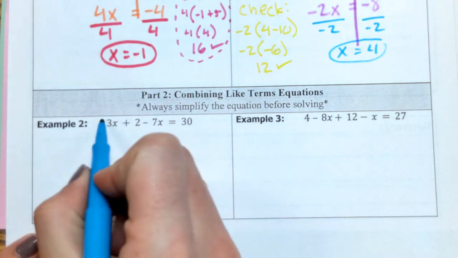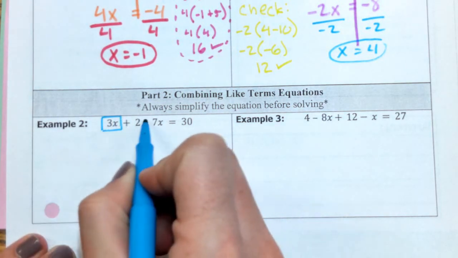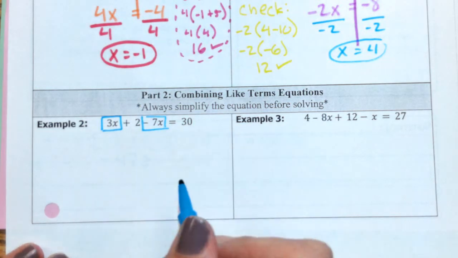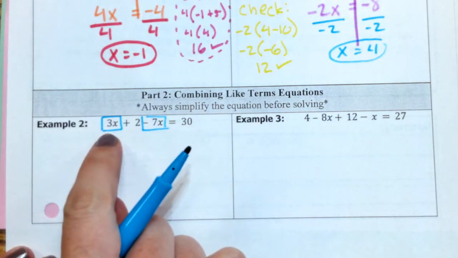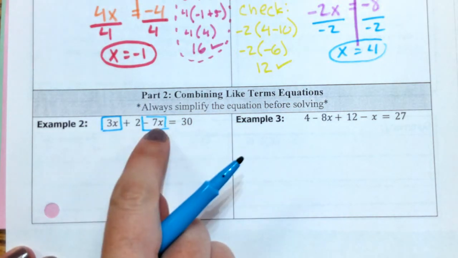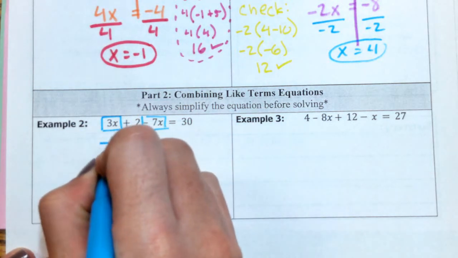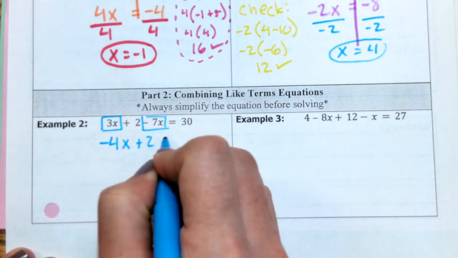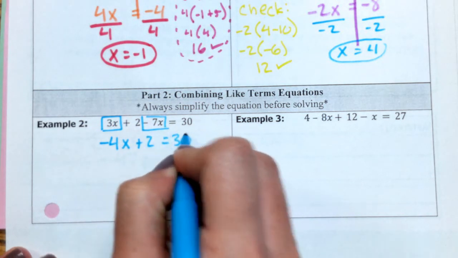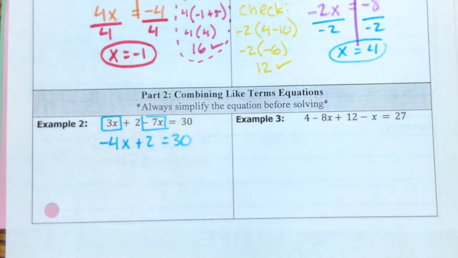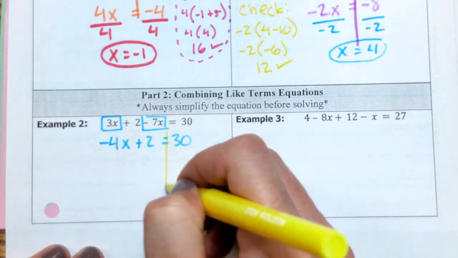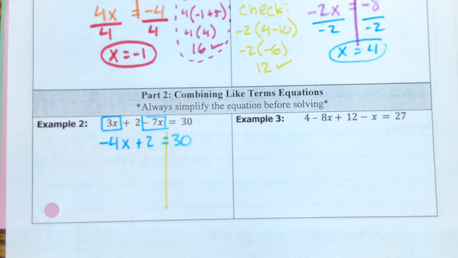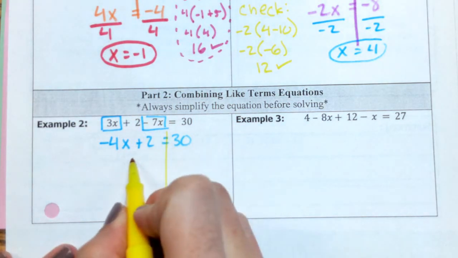So, we have a 3x and negative 7x. 3x plus negative 7x is negative 4x. I'm going to rewrite the plus 2 and rewrite the equals 30. So my first step was to combine my like terms. Then this is just a two-step equation, which you learned how to solve last year.